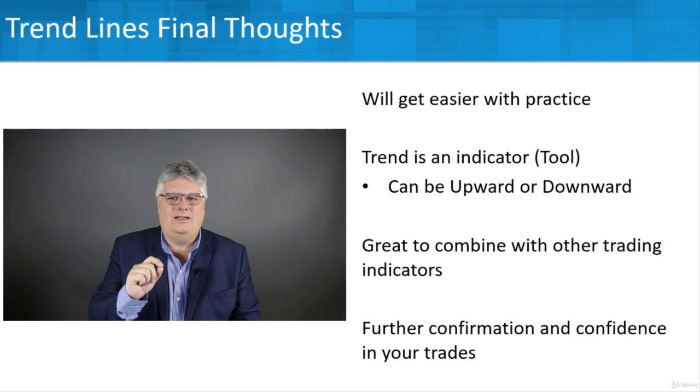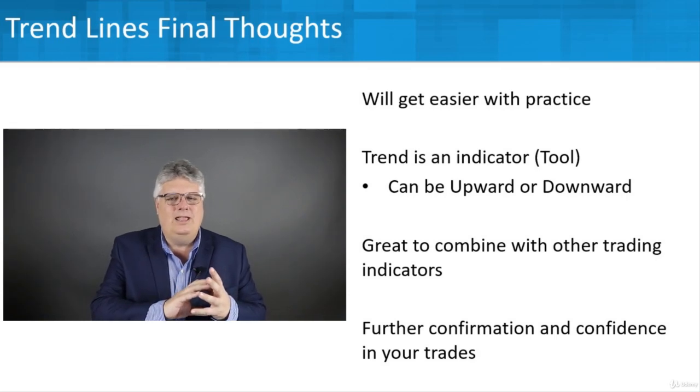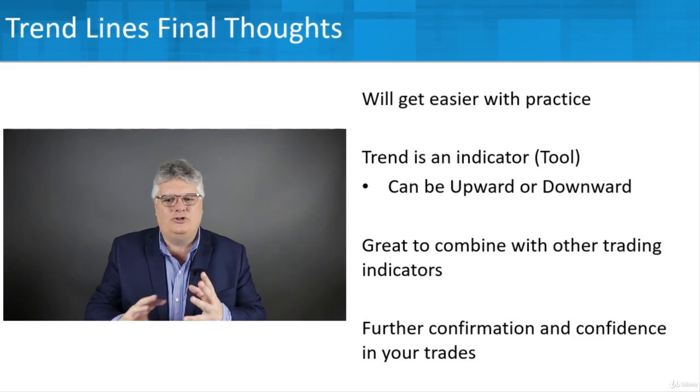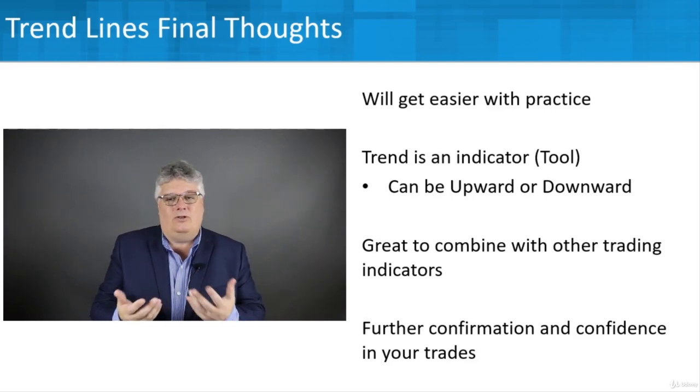And trend lines are an indicator. They're a tool, just like there are other indicators out there as you're learning in the course. You can choose the indicators that you want to use, right? Trend lines are trying to show you: is there an established trend? And is that established trend upward or downward? That's the whole idea of it, right?